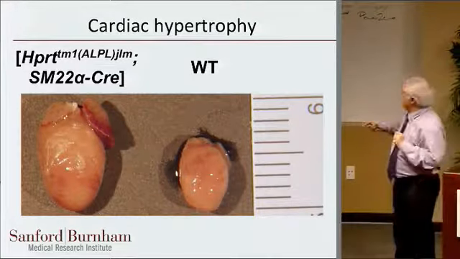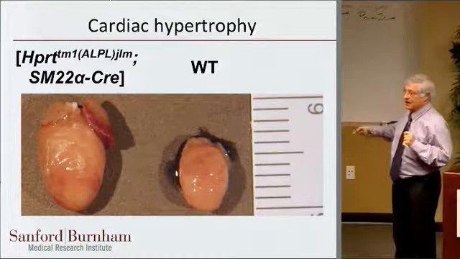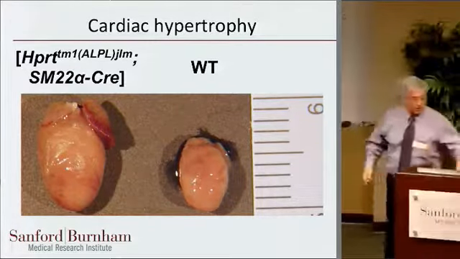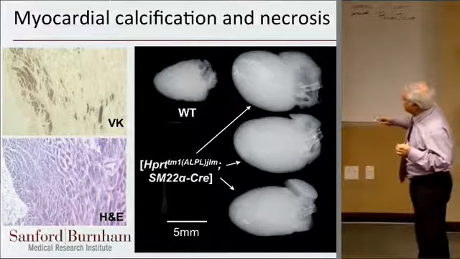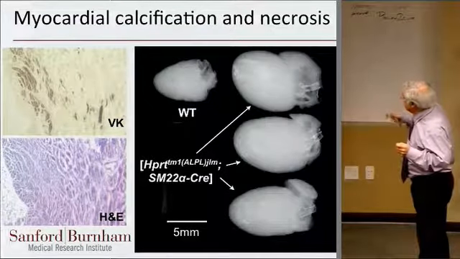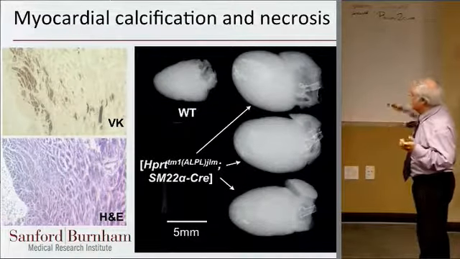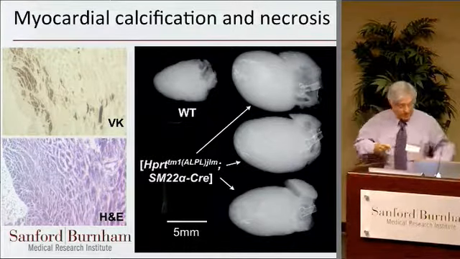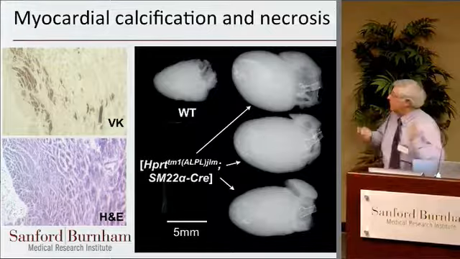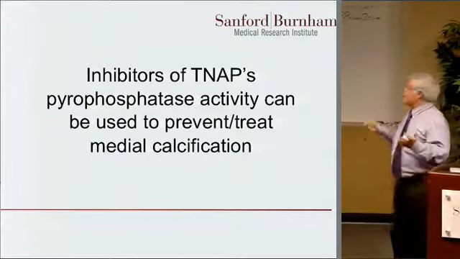Amazing. Tremendous hypertrophy after just 30 days of life. And if you slice this heart, you see that essentially you have signs of necrosis and calcification here at the tip of the heart. Essentially, they die of a heart attack. Okay? Cardiovascular failure due to this massive calcification. So, back to our hypothesis.